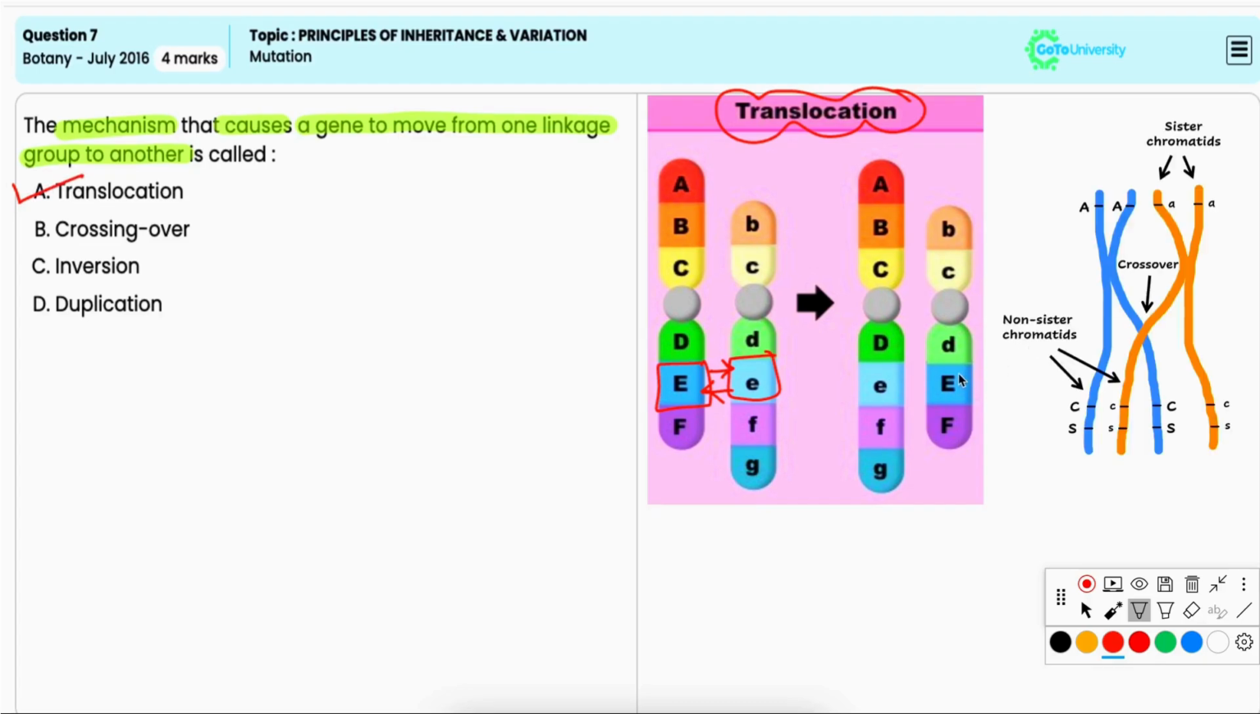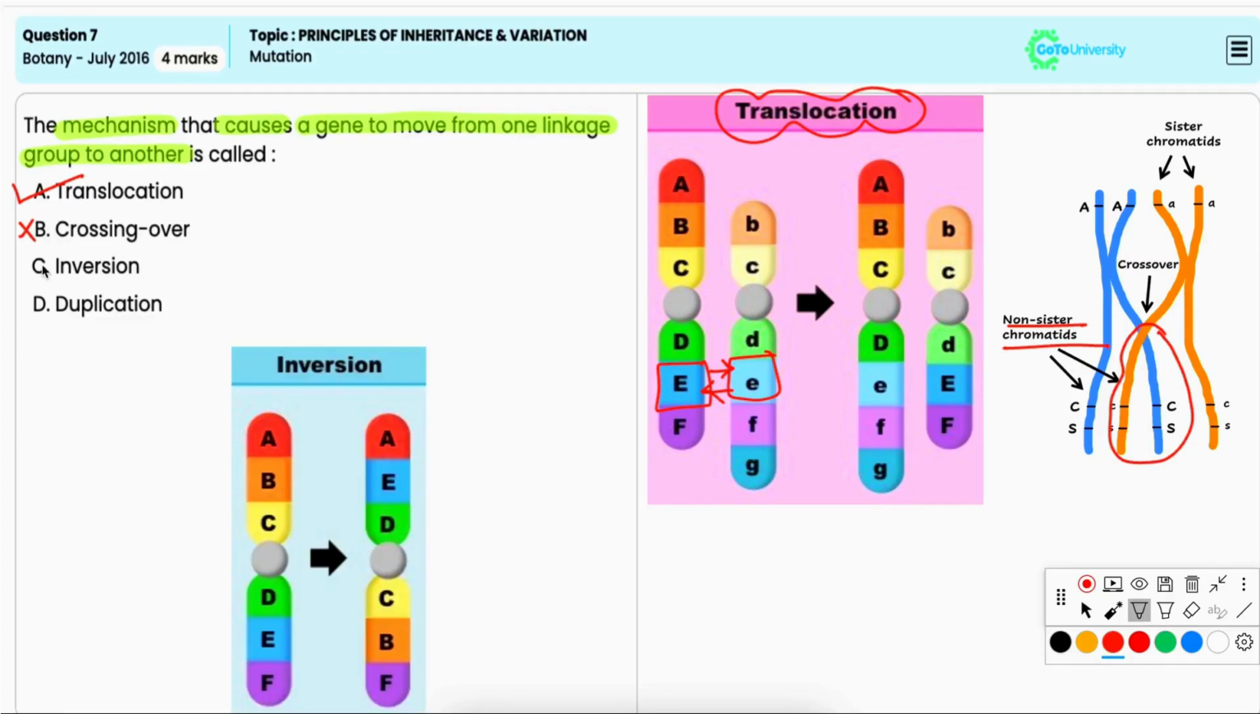Option B, crossing over. It is incorrect because it involves the exchange of genetic material between homologous chromosomes during meiosis, which creates genetic recombination, but it does not involve a gene moving to a different linkage group.